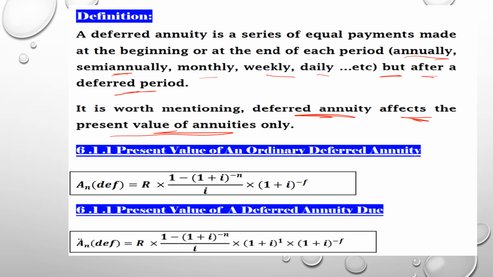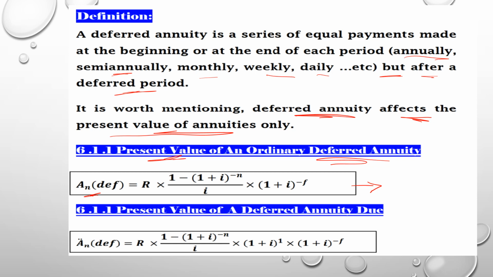For the present value, we have two types of annuities, ordinary and annuity due. So in this chapter we want to know the present value of the ordinary deferred annuity, and this is using the formula a_n deferred equals R times (1 minus (1 plus i) to the power minus n) over i, times (1 plus i) to the power minus f. This is the present value of an ordinary deferred annuity.